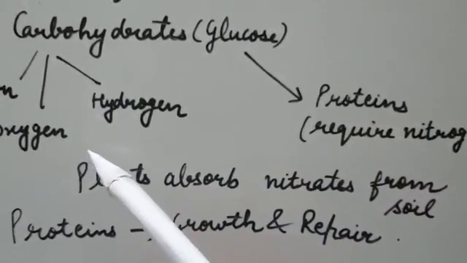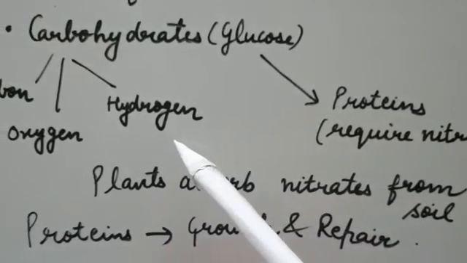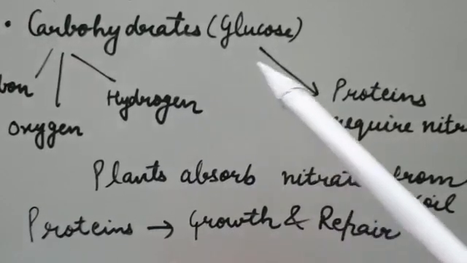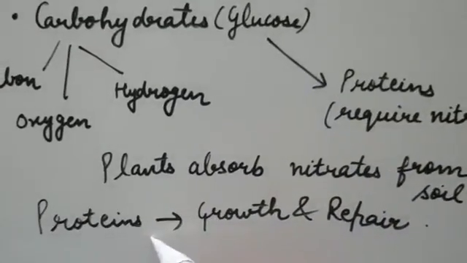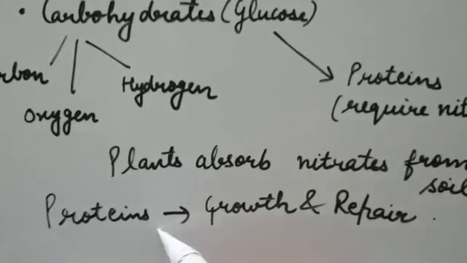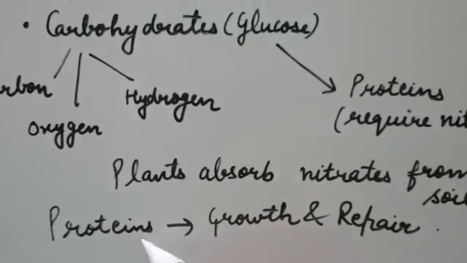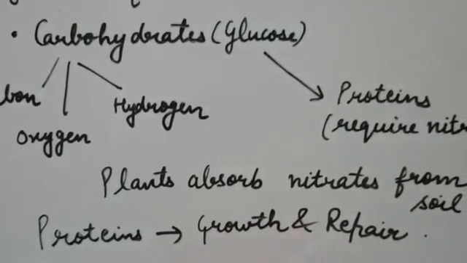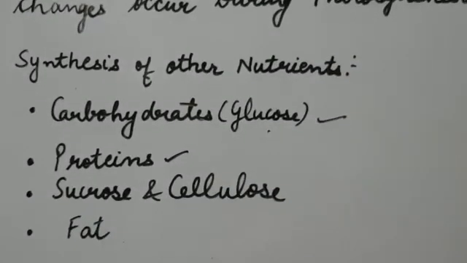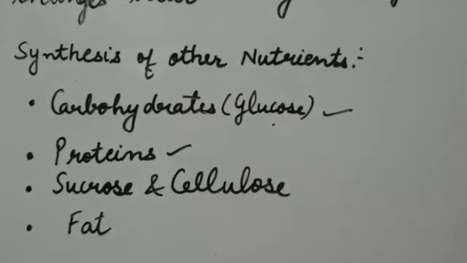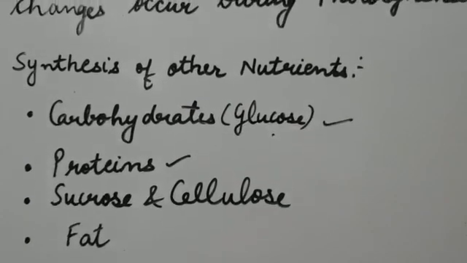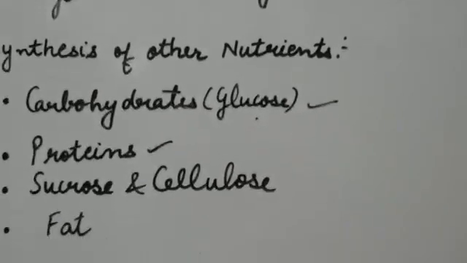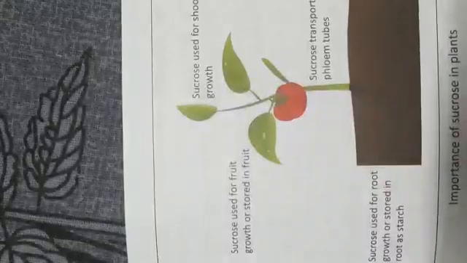The carbon, oxygen, hydrogen of carbohydrates combine with the nitrogen in the cell organelle of a plant and form proteins. Protein is the other nutrient. These proteins help plants and animals for growth and repair. In addition to carbohydrates and proteins, other nutrients like sucrose and cellulose are also obtained in this process. Even some simple carbohydrates are converted into fats also.